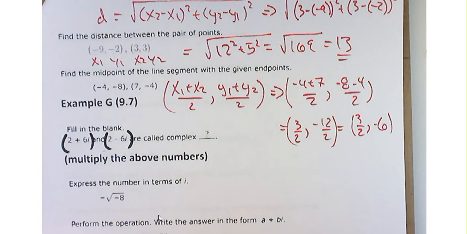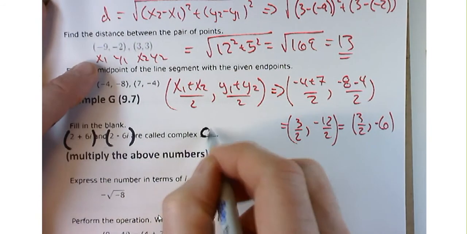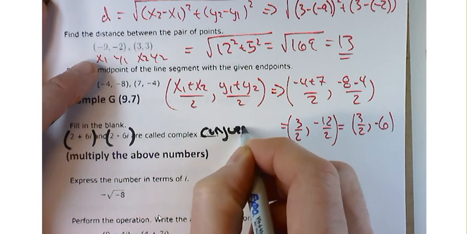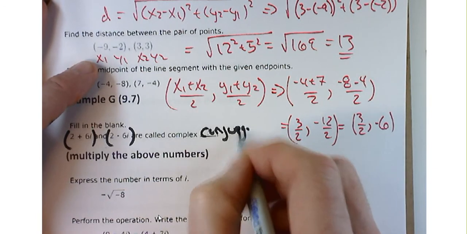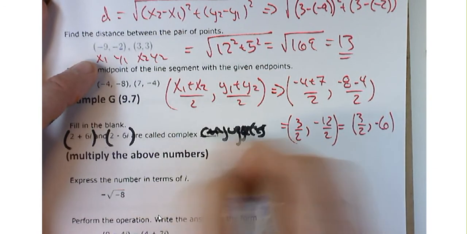2 plus 6i and 2 minus 6i. These are complex somethings. Anyone want to fill in the blank there? Complex numbers. That's right, but it's not what I'm looking for though. They are complex numbers, but they're also complex. We dealt with it earlier. Complex starts with a C. Conjugates. Oh, 2 plus 6i, 2 minus 6i. Conjugates. Yeah. We know.